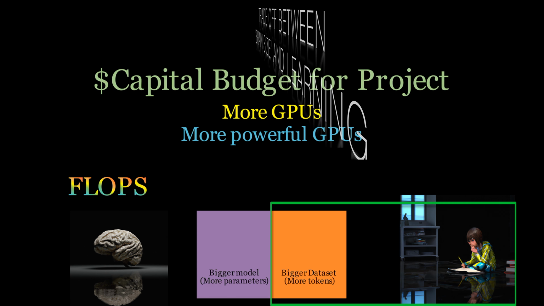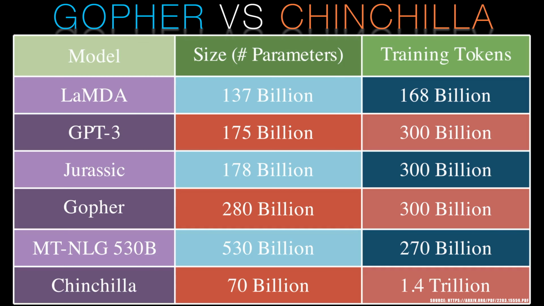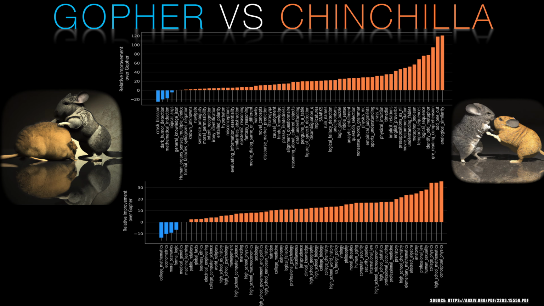Let's illustrate these principles with a real-world example. We'll compare the performance of two models developed by Alphabet's DeepMind. The models are called Gopher and Chinchilla. Gopher is the larger model, while Chinchilla has been trained with more tokens. The result might surprise you. Despite being smaller, Chinchilla managed to outperform Gopher using the same computational resources.